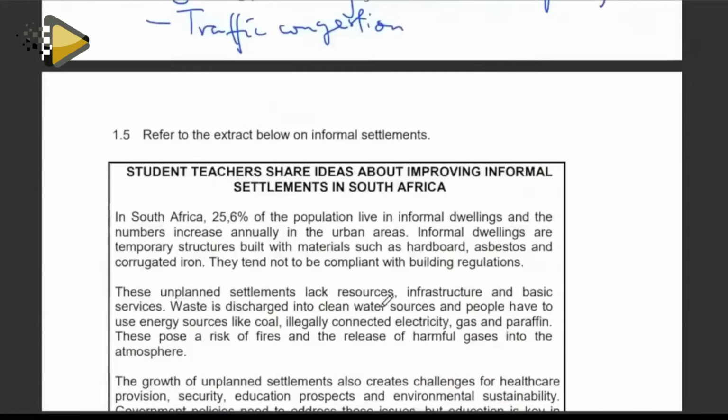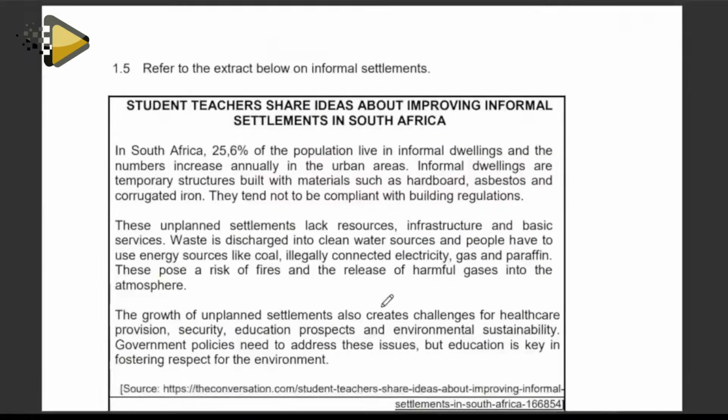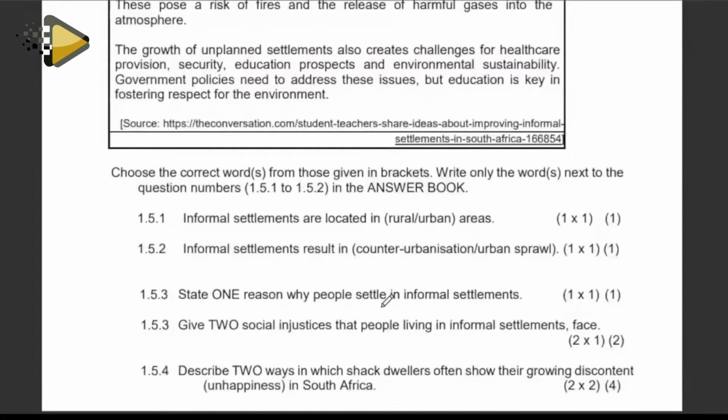Right, we move on to number 1.5. Student teachers share ideas about improving informal settlements in South Africa. Right, number 1.5.1 says informal settlements are located in, where are they? In urban areas or in rural areas? Definitely we find informal settlements in urban areas. The shanty towns are found in urban areas. Informal settlements result in urban sprawl.